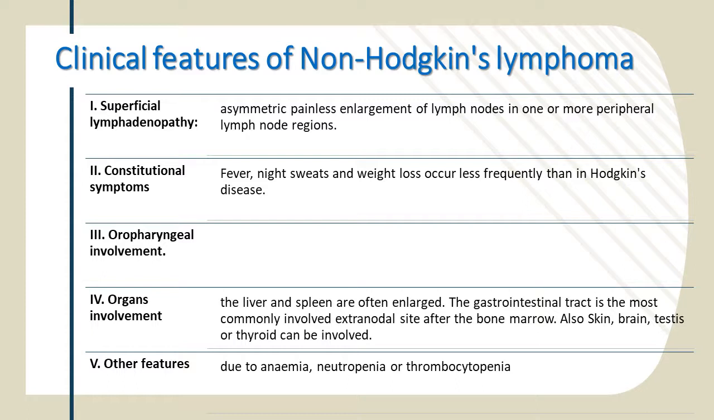Oropharyngeal involvement may occur, as well as organ involvement, in which the liver and spleen are often enlarged. The gastrointestinal tract is the most commonly involved extranodal site after the bone marrow. Also, skin, brain, testis, or thyroid can be involved. Other clinical features are due to anemia, neutropenia, or thrombocytopenia.